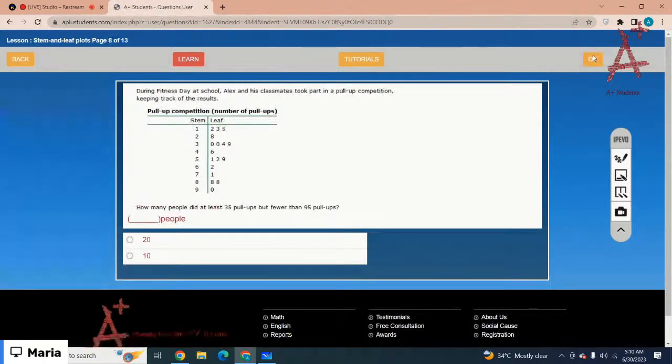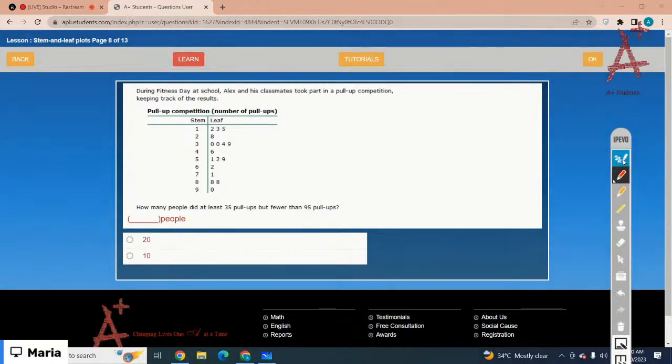During fitness day at school, Alex and his classmates took part in a pull-up competition and kept track of the results. How many people did at least 35 pull ups? We already did this one, and fewer than 95. So you have to count the pull ups that are from 35 until 95. So here you have stem 3, you don't have 35. That means you have to count the numbers that are greater than 35.